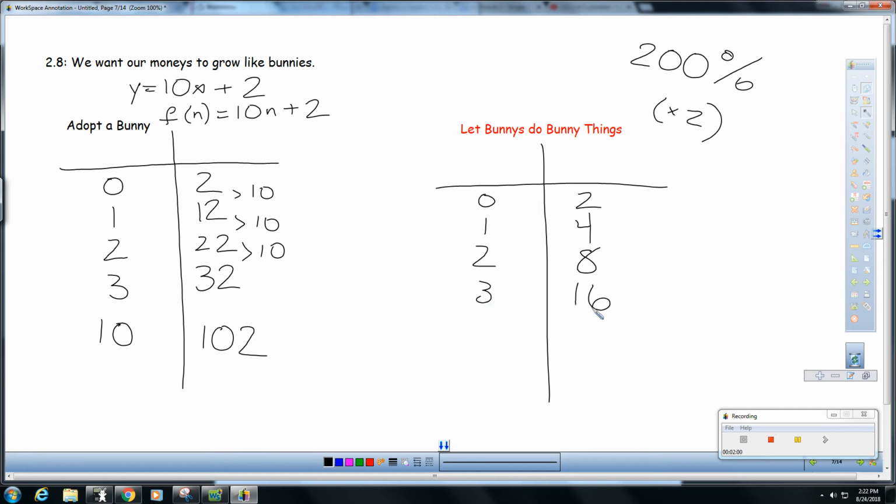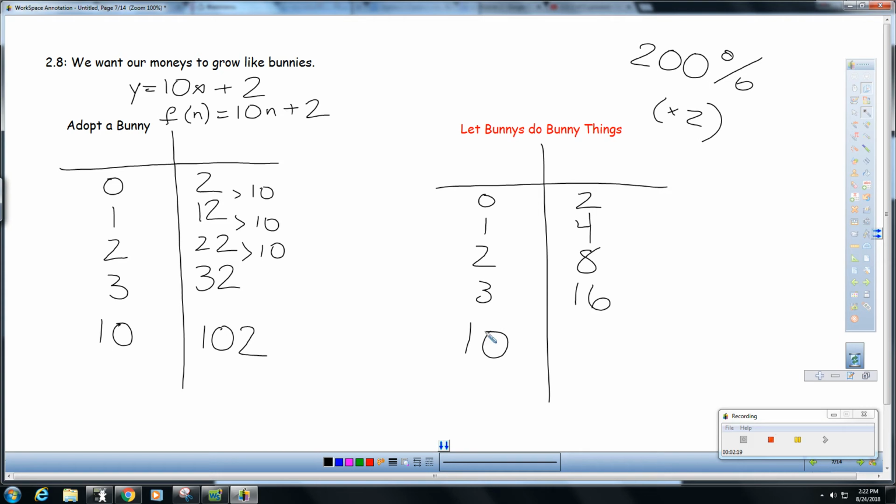A lot of times students don't look over the long haul, and they look at this and they think, oh, I'd rather have the adopt-a-bunny. I get more bunnies for my buck. But that's just simply not true. If you have some patience, if you let your money grow like bunnies, it will pay off. So let's check out 10 months later.